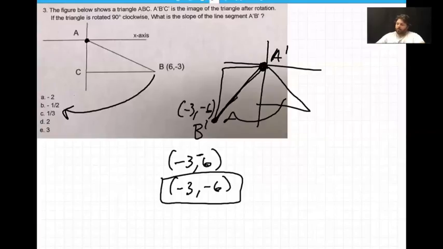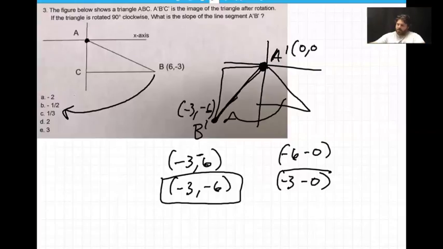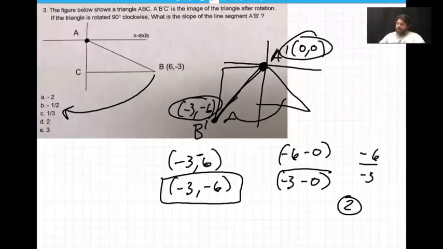A prime to B prime. So remember, it's y2, that's -6, minus 0, divided by x2 minus x1. This is coming from A prime being at 0, 0, and B prime being this. I'm just doing y2 minus y1 over x2 minus x1. So we get -6 over -3, which reduces to +2. So the slope of this line is D, +2.